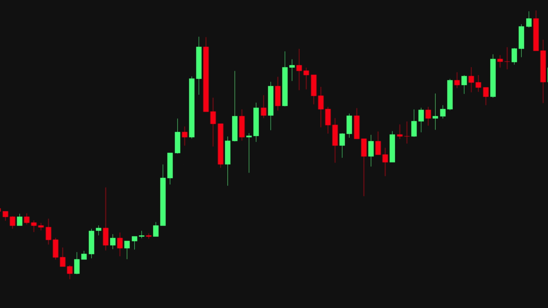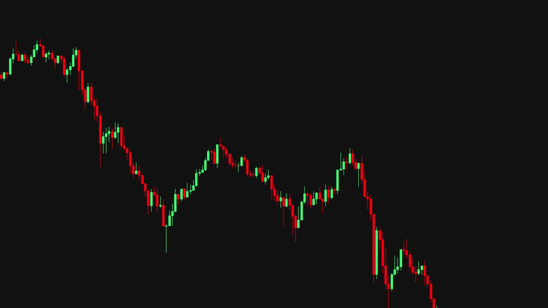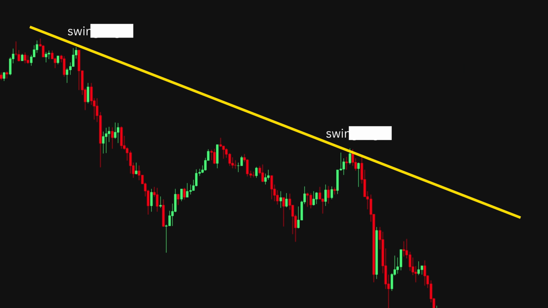Trend lines are created by connecting these swing points. In an uptrend, we connect the swing lows. This creates an upward sloping line that shows where buyers are consistently stepping in. In a downtrend, we connect the swing highs, forming a downward sloping line that highlights where sellers continue to push price lower.